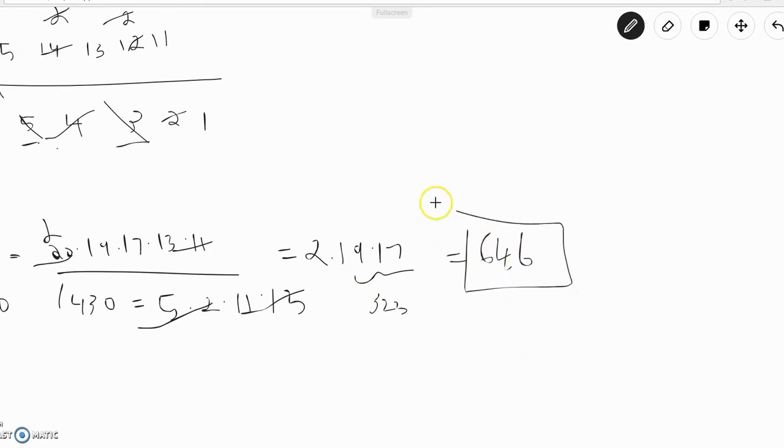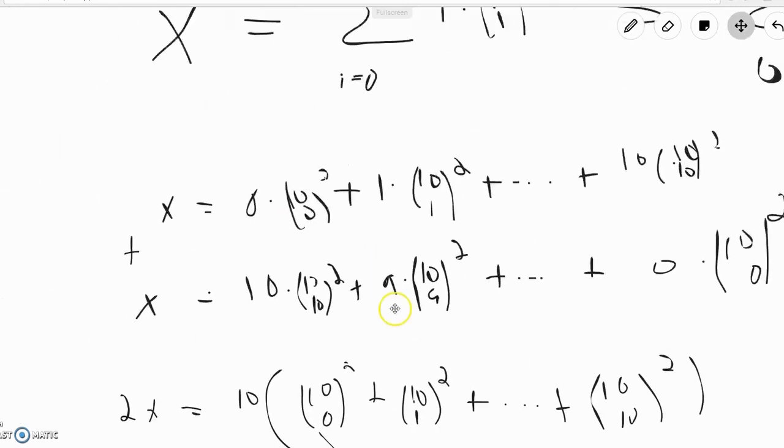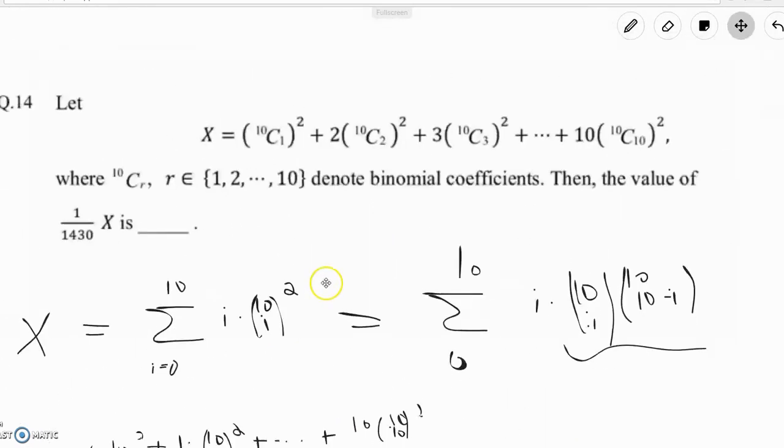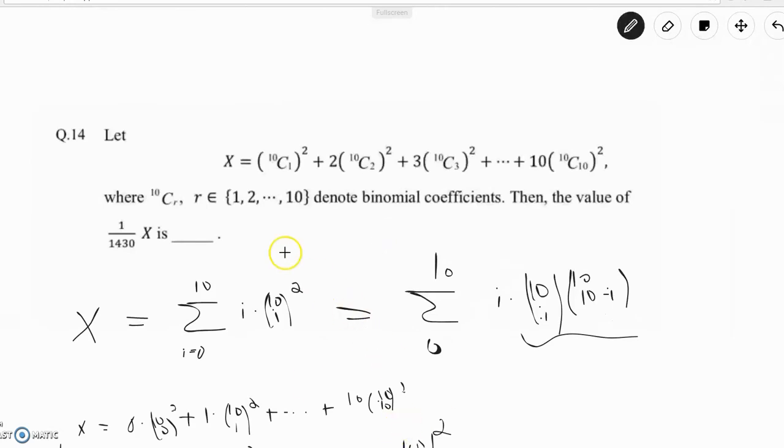Going back to the problem, we see that we found x over 1430, which is 646. We look if there's anything else that we have to do. We don't have to do anything else. We can just fill in this answer and move on.